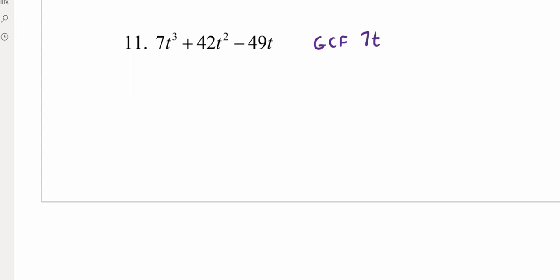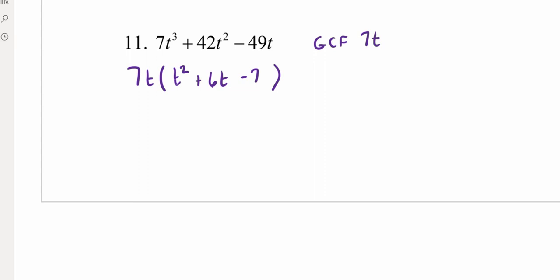So the first step is to factor out the 7t. Now, if you don't train yourself to do that, you might get a problem like this in a test or homework, and you're going to think to yourself, I don't know how to do this. Always look for that GCF. So 7t factored out, and then we end up with t squared plus 6t minus 7. And again, if you're still needing more practice on how to factor out greatest common factors, remember that there's another video for you to check out, okay?